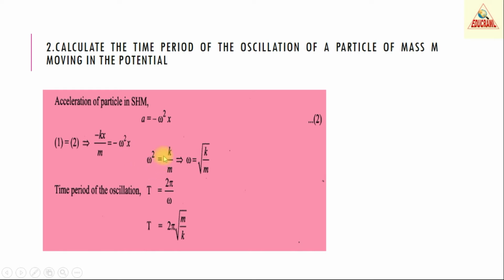So, omega squared is equal to k by m, which implies omega is equal to square root of k by m. From this, we can find the expression for time period as T is equal to 2 pi by omega. So substituting the omega value, we have T is equal to 2 pi into square root of m by k.